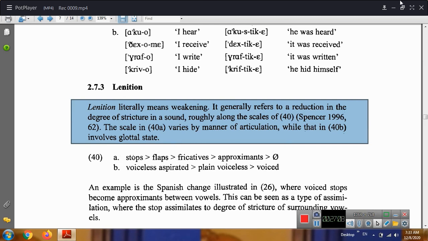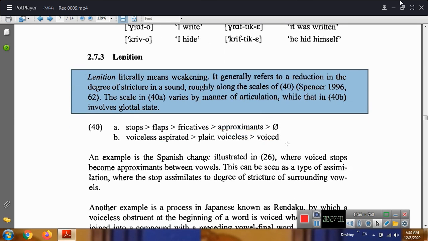Like here, stops are lenited when they turn to flaps, and flaps are lenited when they turn to fricatives, and fricatives can be lenited when they turn to approximants, and at the end when we delete some sounds, we consider it as lenition, and it is more lenited than these. That's this manner of articulation.